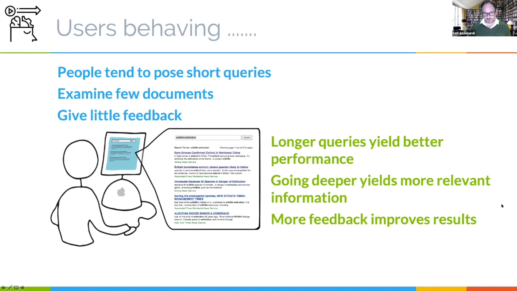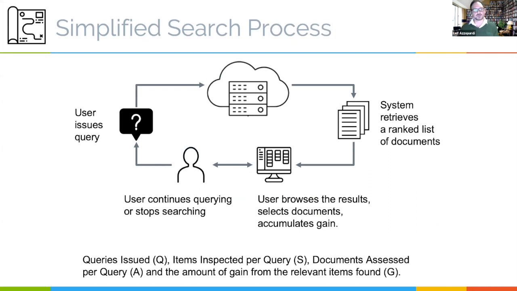So are they just being savvy and weighing up the benefits and costs of their interactions? And that's why they type in shorter queries, examine fewer documents, and give less feedback, because it's simply not worth their while.